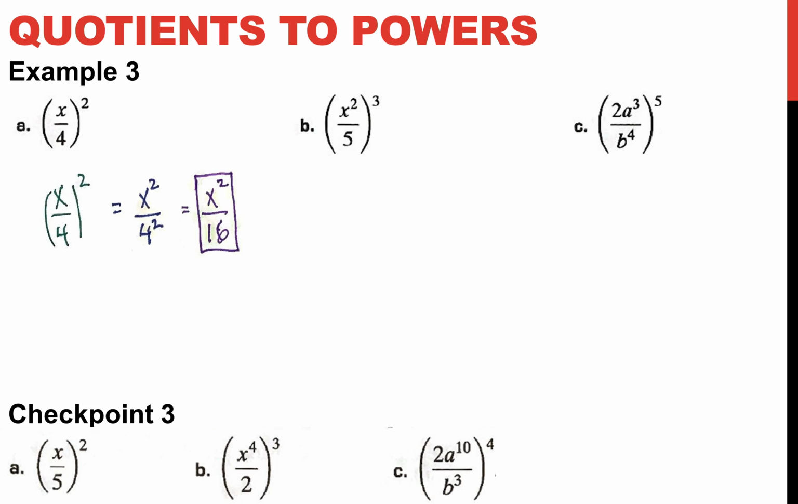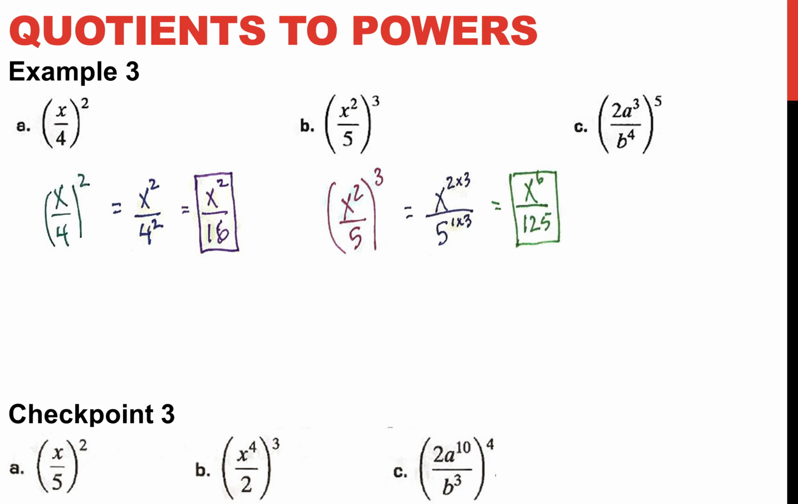So when I take a look at example B, I'm going to multiply the exponents, and the exponent there for the x term is 2. It's squared. So I've got x to the 2 times 3 over 5 to the 1 times 3. That's x to the 6th over 125, because 5 times 5 times 5 is 125.